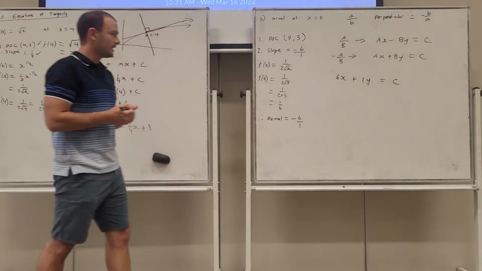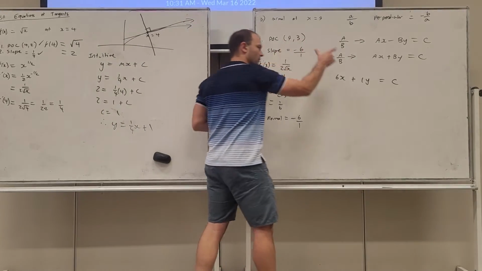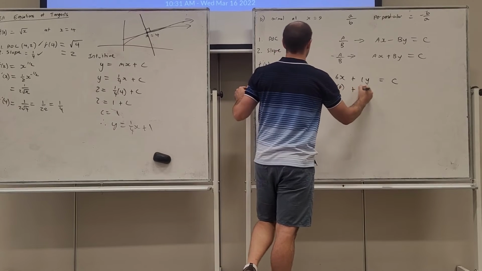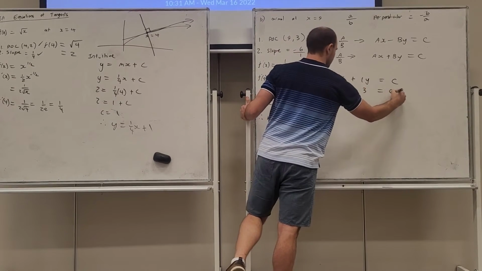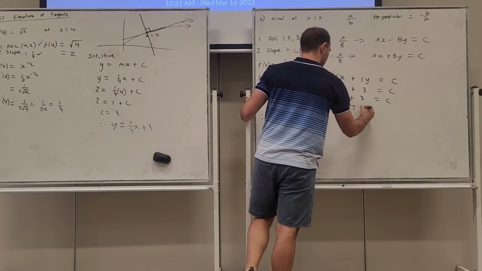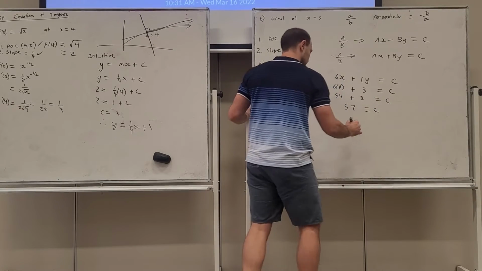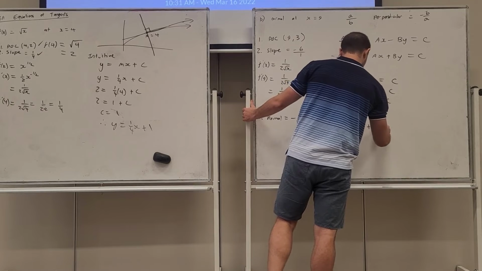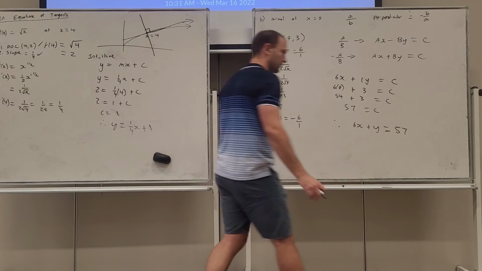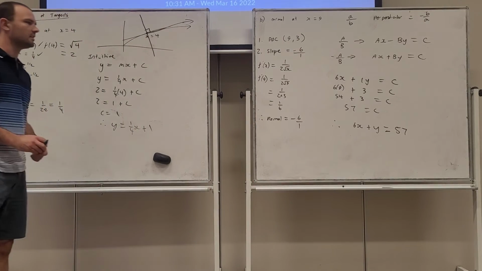And now to find C, all you do is put the point of contact into this equation. We have 6 times 9 plus 3 is C. 54 plus 3, 57. Okay, that is it expressed in general form.